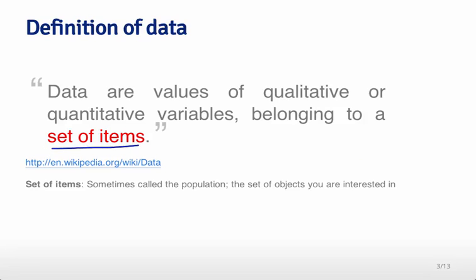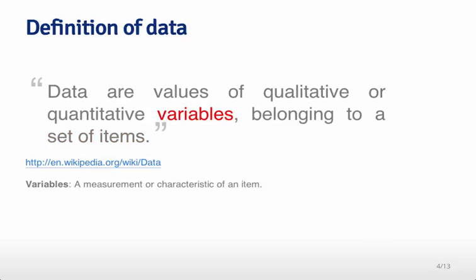And so the set of items is sometimes called the population in statistical inference. It's basically what you're trying to discover something about. So it might be the set of all websites, or it might be the set of all people coming to websites, or it might be the set of all people getting a particular drug. But in general, it's a set of things that you're going to make measurements on.